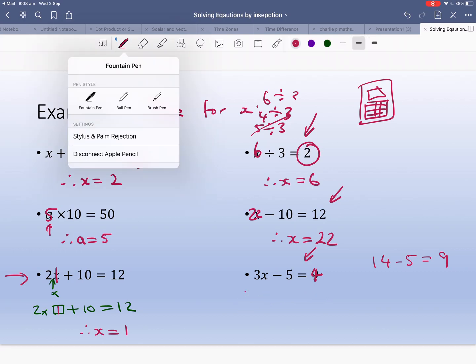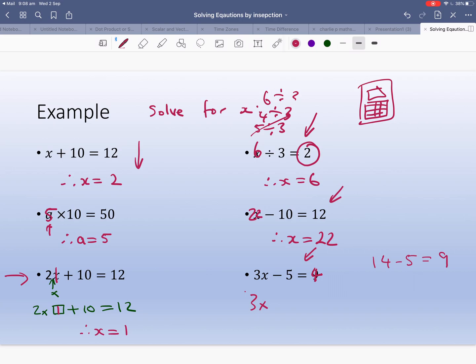So let's think about this. 3 times x minus 5 equals 4. Well, what number minus 5 equals 4? It looks like it's going to be 9, okay? So I need this guy, 3 times that, to equal 9. Oh, that means x has to be 3. So therefore, x equals 3.